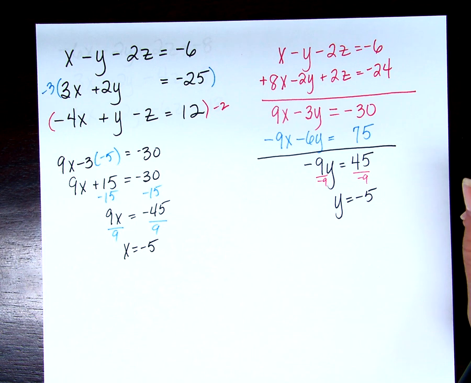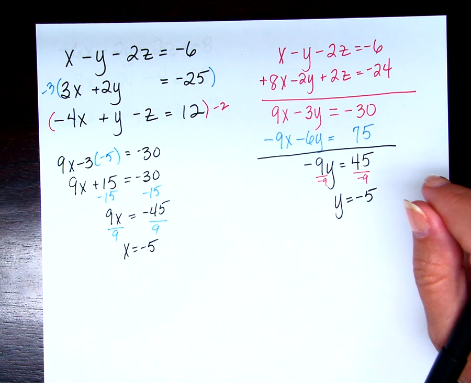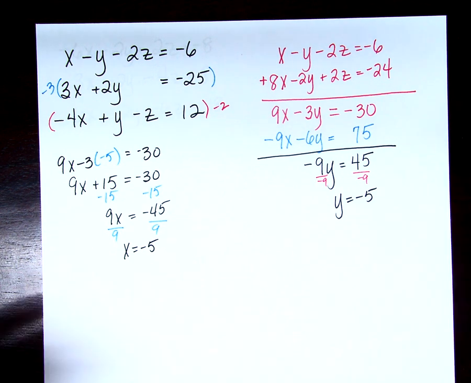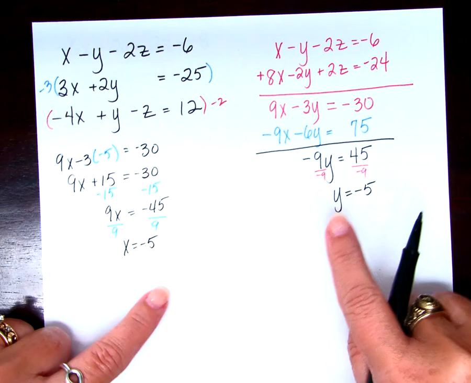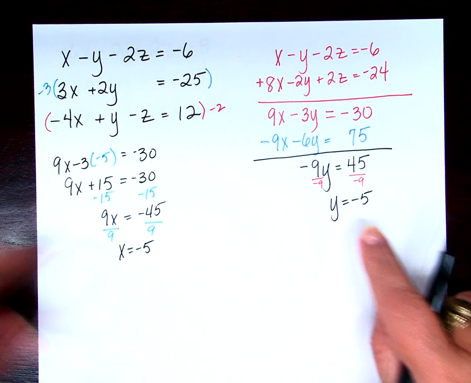What do I have left to find? I lack the z, right? So what do you want to do? How do you want to find the z? Plugging the two numbers into the first. You want to use the first? Okay, so we're going to use the first equation and plug in x and y to that.